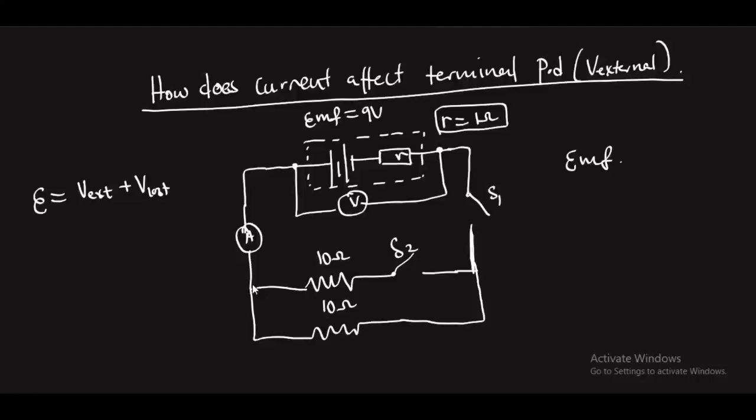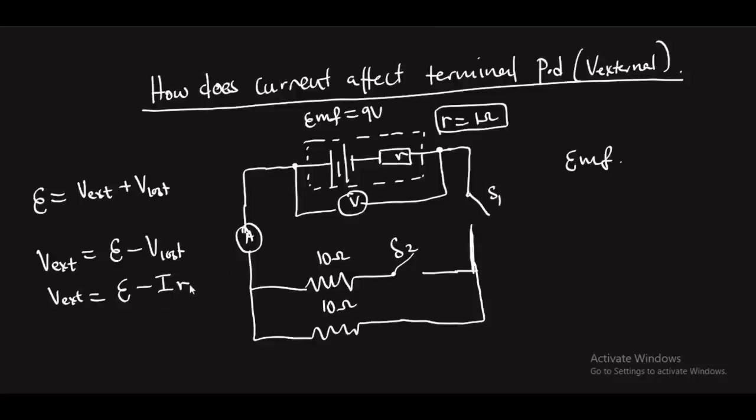Now what I want is this. We are going to make V external the subject of the formula, and I'm going to take V lost to the other side. So I'm going to have EMF minus V lost. V lost I can write like this: it is equal to I multiplied by the internal resistance. So what does this tell me? It tells me that V external depends on the current that is flowing inside the circuit.